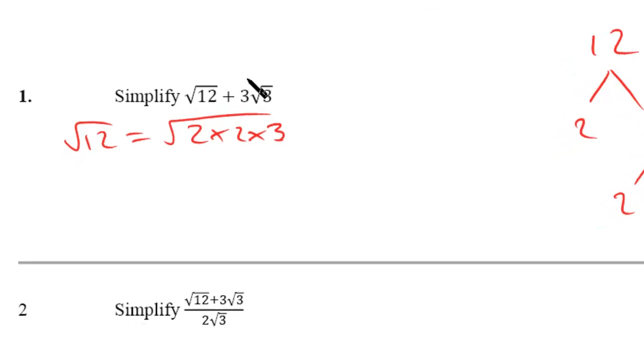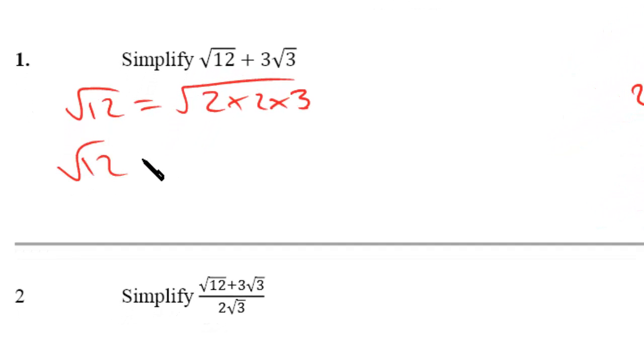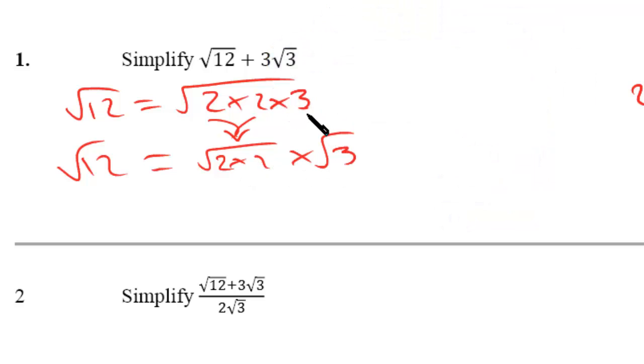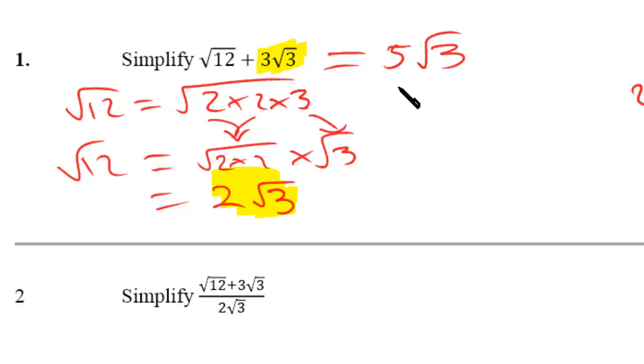So root 12 will equal, remember everywhere we've got a pair, we have a square, so we can take that out. 2 times 2 times the square root of 3, that will go there. That's just the square root of 4, which is just 2. So that's just 2 root 3. Now we're going to add this to 3 root 3. So you've got 2 lots added to 3 lots, so this therefore will equal just 5 lots of the square root of 3.